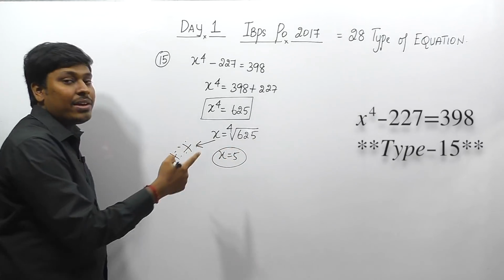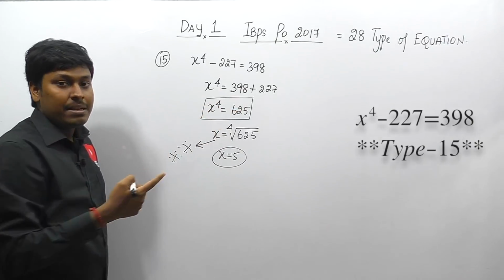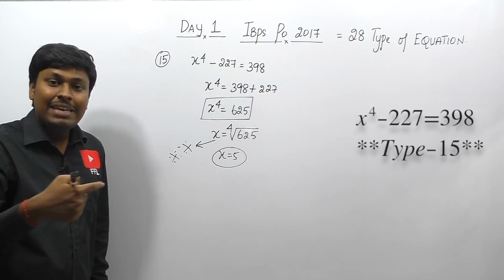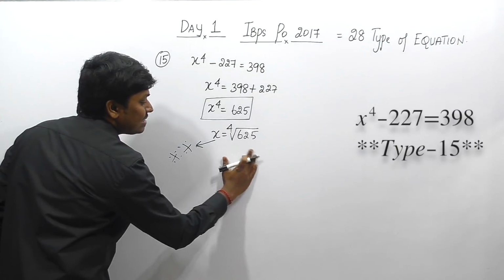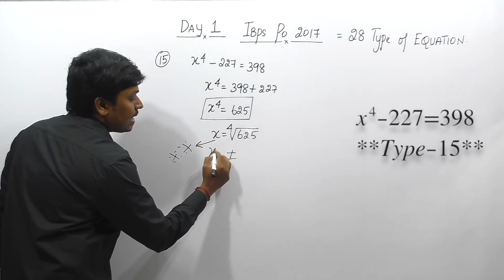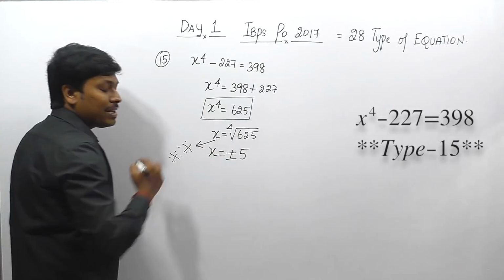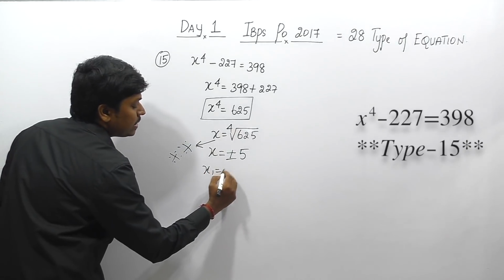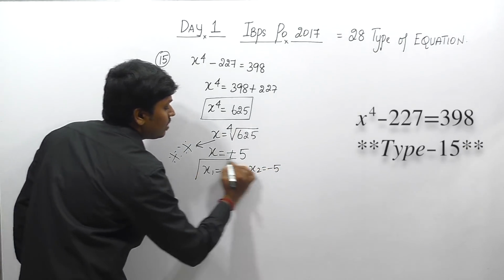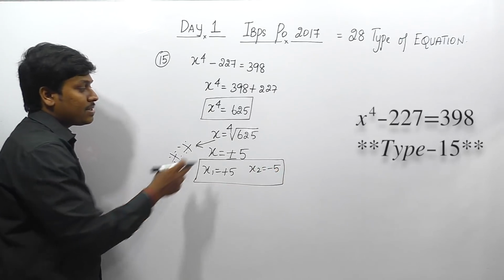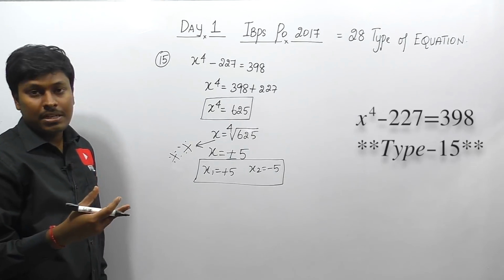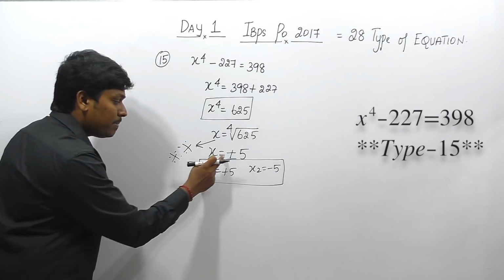If we are putting a root for any number, square root or 4th root or 6th root, all the even number roots, the resultant answer should be plus or minus, which is most important. So finally the answer for this question will be x is equal to plus or minus 5. So x1 is equal to plus 5 and x2 is equal to minus 5. So friends, got it? All the even number roots: 2, 4, 6, 8, 4th root, 6th root, 8th root. Whatever the number be, the resultant answer should be plus or minus.